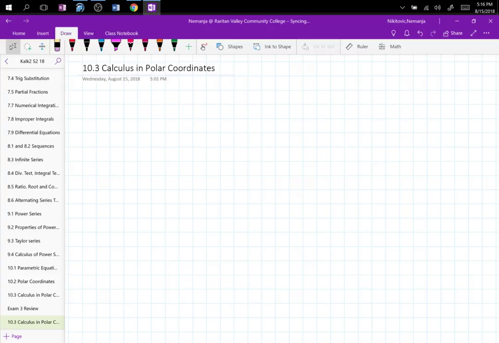I should, I guess. Section is on 10.3, calculus in polar coordinates. So we get to take derivatives and integrals in polar coordinates and then call it a day.